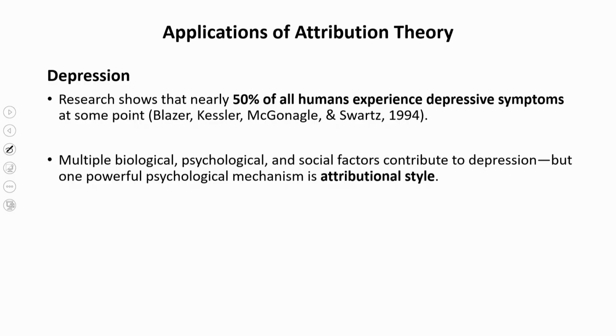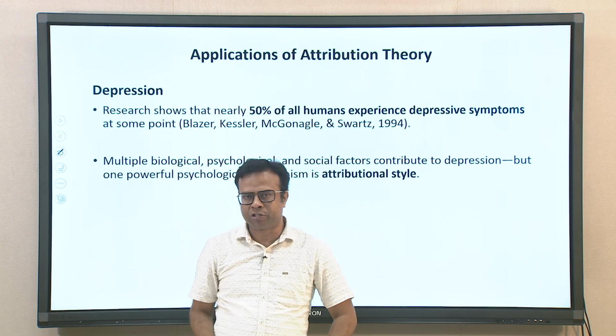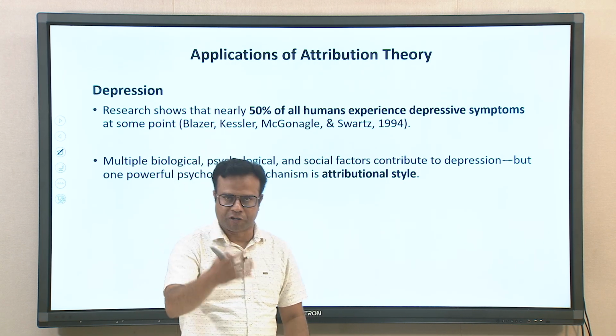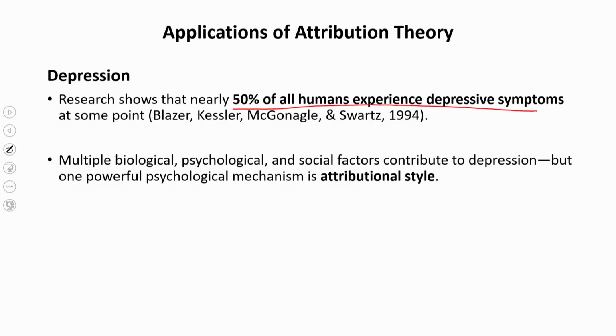Now, at the end we will talk about applications of this attribution theory. How can this theory be applied in real life contexts? One specific application of attribution theory is in the context of depression. Research shows that nearly 50% of all humans experience depressive symptoms sometime in their life, not necessarily clinical depression, but some symptoms of depression. Multiple biological, psychological, and social factors can explain why depression happens. There are many reasons for it.